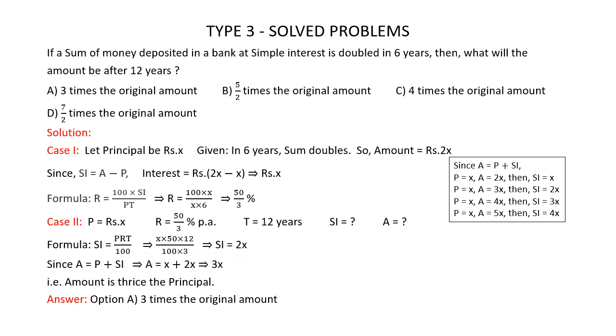Now, we know that we have to find out amount. Now amount is equal to P plus SI. Now P is X and SI is 2X. So amount is equal to X plus 2X, which is nothing but 3X. That is, amount is thrice the principal. So the correct answer is option A, 3 times the original amount.